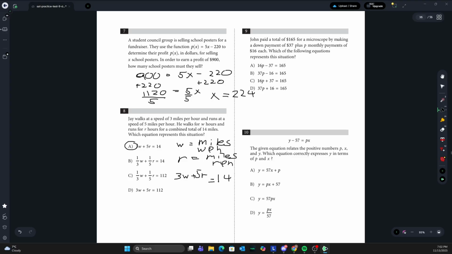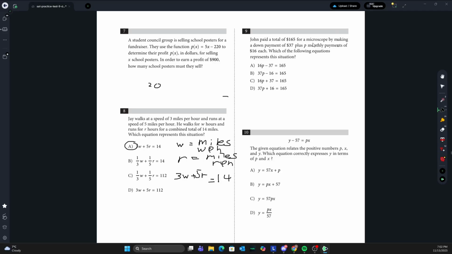Alrighty, let's move on to question 9, and let's give us a little bit more space. Question 9. John paid a total of $165 for a microscope by making a down payment of $37 plus P monthly payments of $16 each. Which of the following equations represents this situation? Looking at the answer choices, we can assume that it's going to be equal to 165 total.